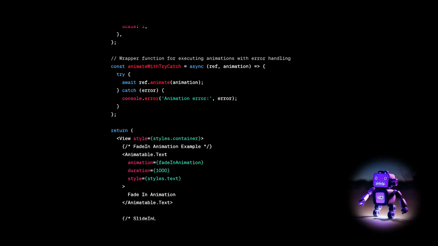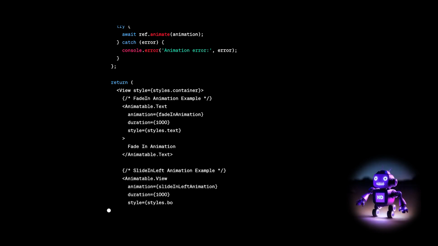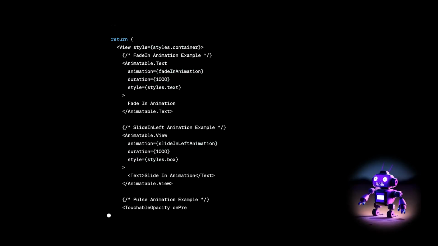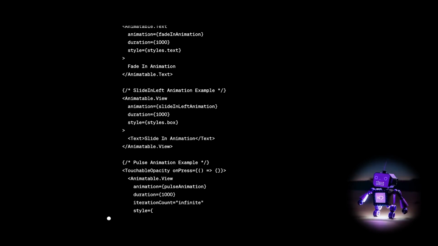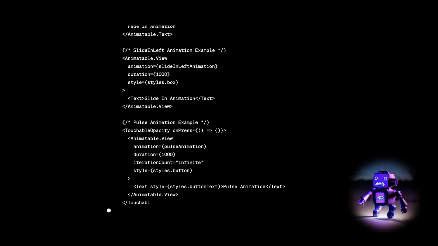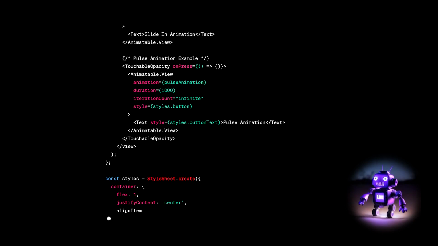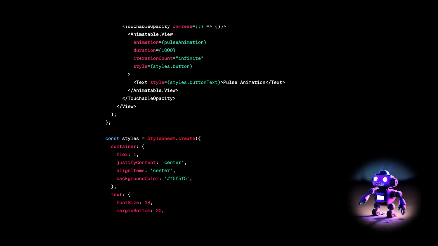Finally, the return statement of our component uses JSX to render the UI elements and apply the animations. JSX is a React extension that allows us to write UI components in a syntax similar to HTML, making it easier to visualize the component's layout. The use of Animatable.View and Animatable.Text components from the React Native Animatable library enables us to apply our defined animations directly to React Native elements, showcasing the seamless integration between React Native and the Animatable library.